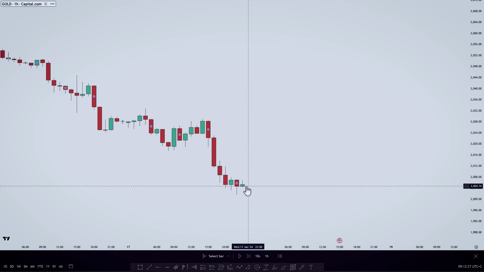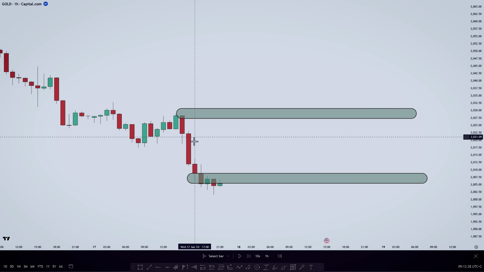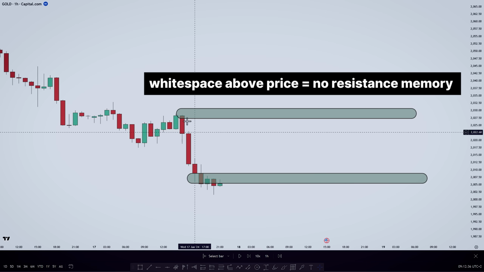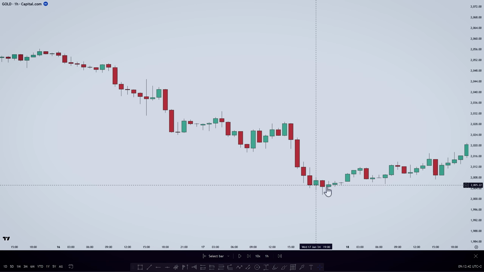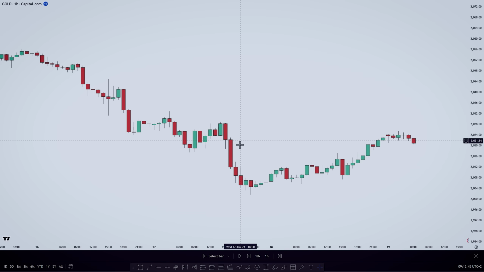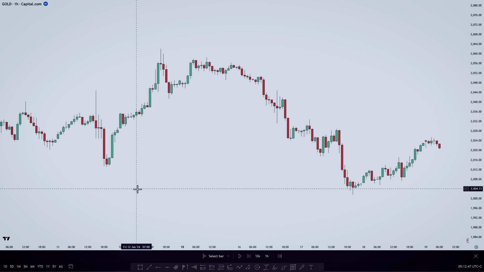And then there's whitespace. Look at the gaps where price moved fast. Big candles with no overlap. I call this thin air. Whitespace above price. That's room to run. No resistance memory. When price enters that zone, it moves fast because no one's waiting to sell.